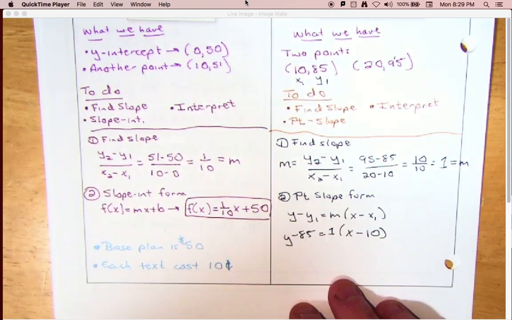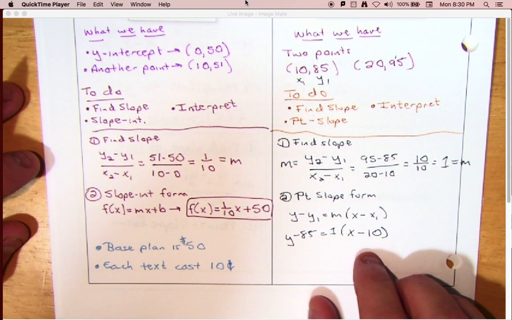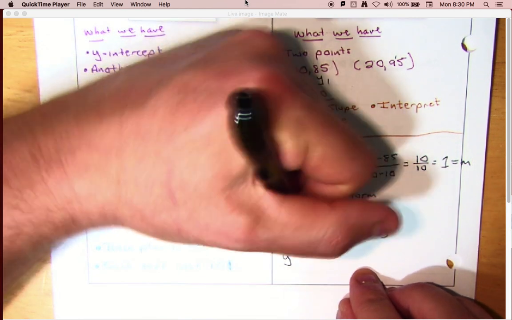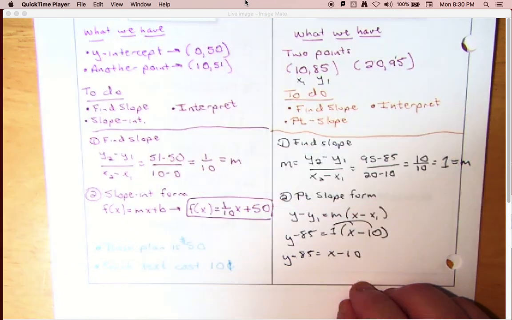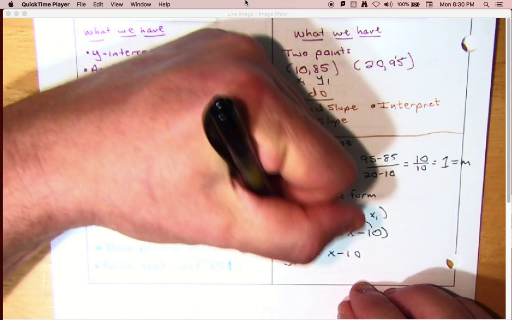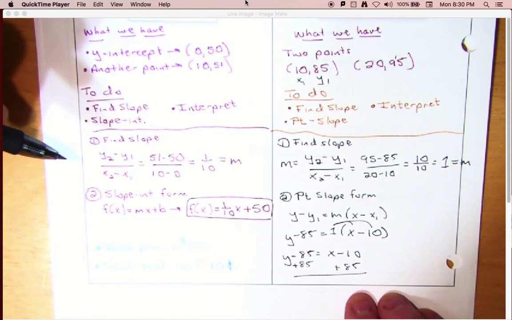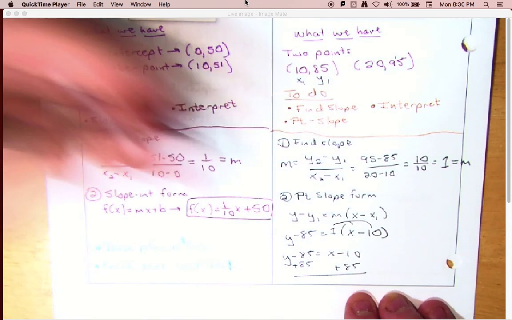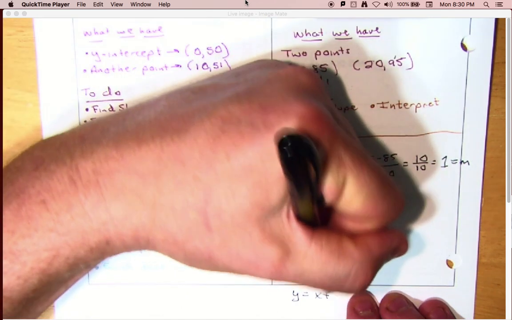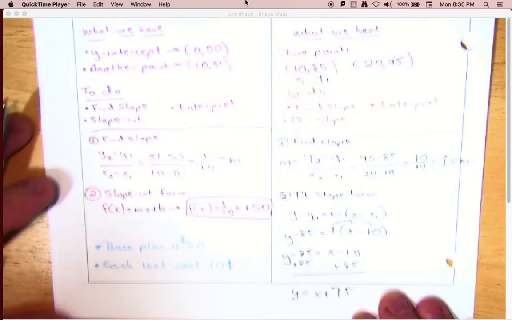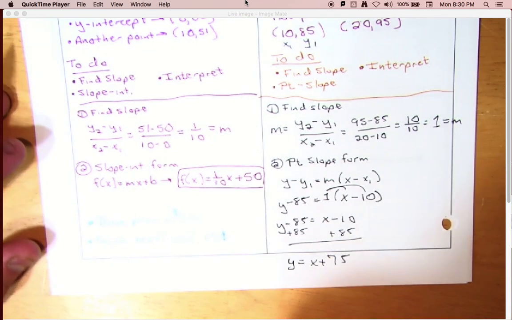Now to clean this up, we got to do the distributive property here, so I multiply 1 times x and 1 times negative 10, which fortunately is easy since it's 1. So we get y minus 85 equals x minus 10. I just did my distributive property. And now what we have to do is solve. So we add 85 to both sides. And so what do we have? We have y equals x plus 75. Okay? So now what does that mean as far as what we have? Well, we're talking about homework grades and completed assignments.